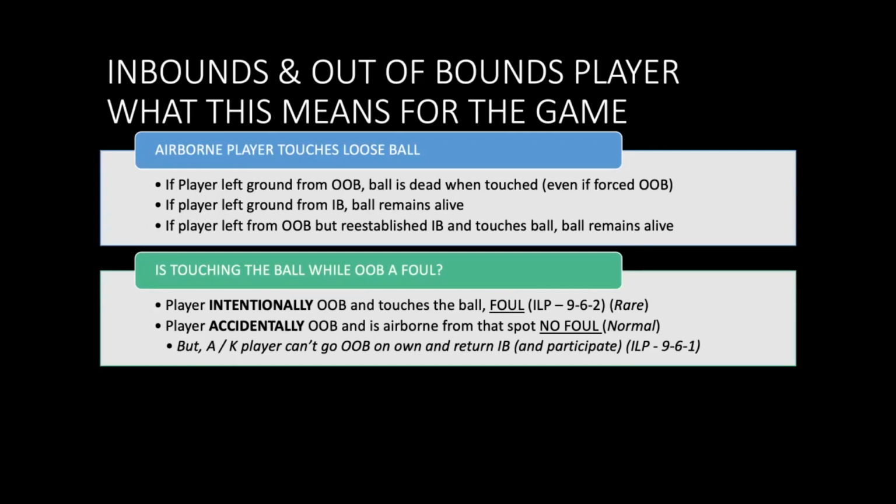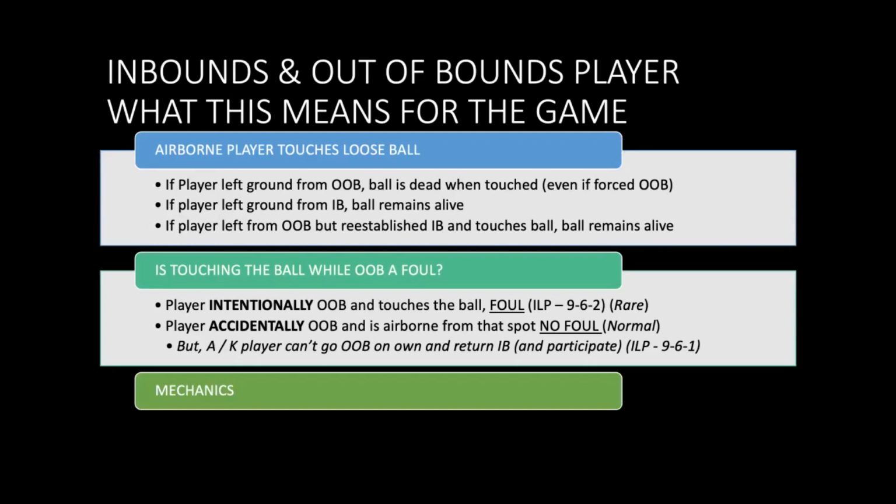This is the normal situation that we're most likely to see during the game. When a receiver is running down the sideline or in the end zone close to the end line and accidentally touches that line, jumps up and touches the pass, that's not a foul. It just makes the ball become dead and results in an incomplete pass. Of course, remember that an A or a K player can't go out of bounds on their own and return inbounds and participate, but that's a different question from whether the ball becomes dead.